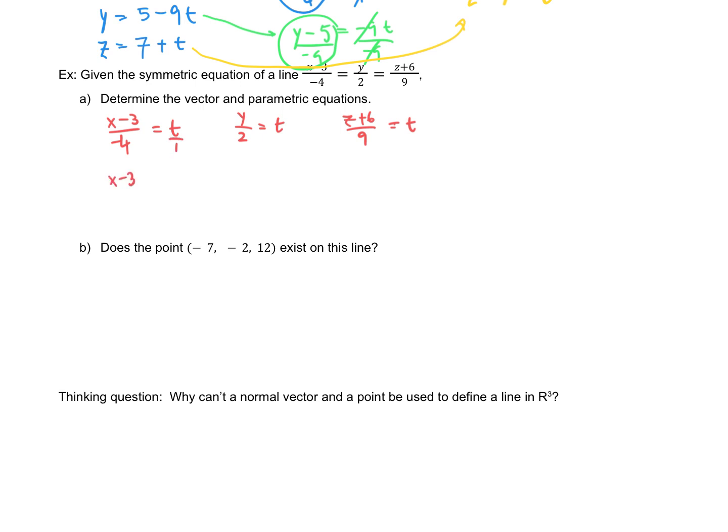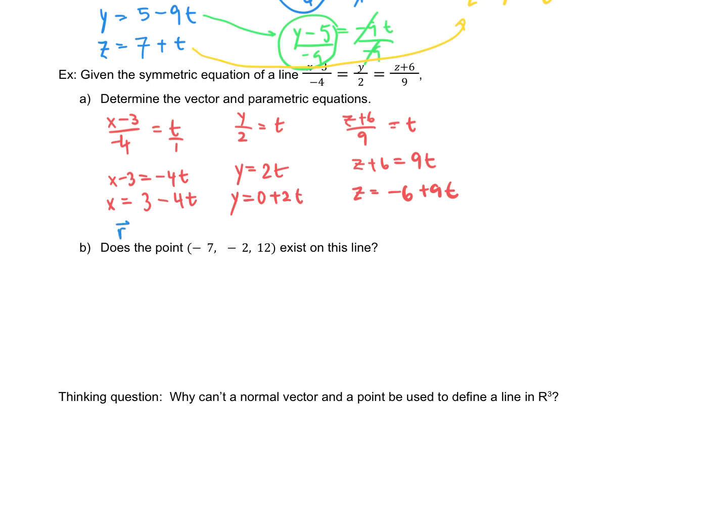So I'll have x minus 3 equals negative 4t, and then bring that 3 over, and I like to write the 3, the constant, first, and then the t term. That way I have my r naught component and my direction vector component. Then y equals 2t, or you could also write it as 0 plus 2t. 0 is going to represent that y component for vector r naught. And then z plus 6 equals 9t. Bring that 6 over. And there are our parametric equations.